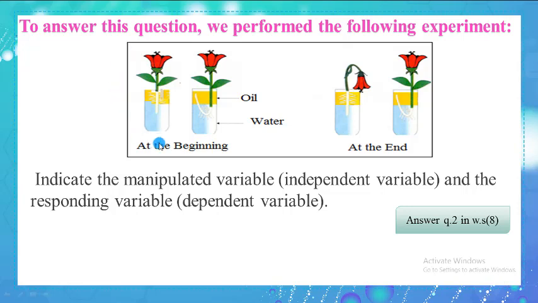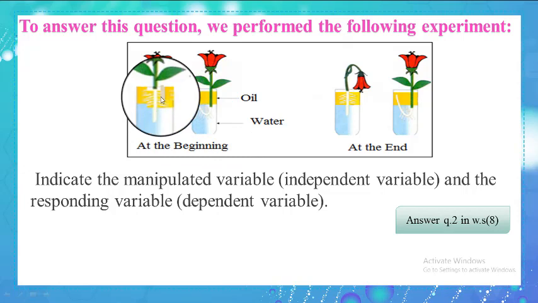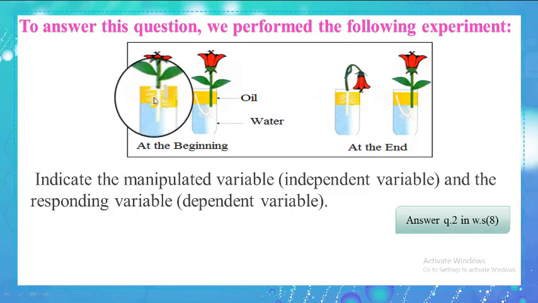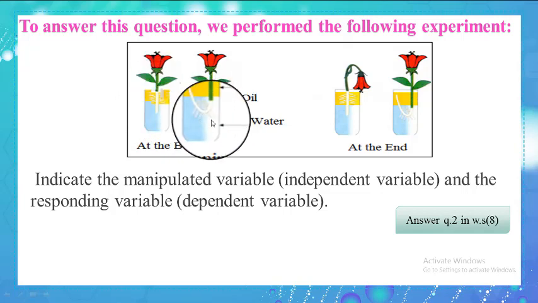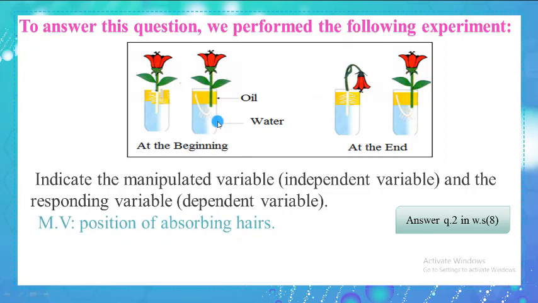So now please observe this figure. What is the difference between the two flowers? What do you notice here? What do we have? What is the difference? Here the absorbing hairs or the root hairs are present in the oil, while in this case they are present in the water. So the manipulated variable is the position of absorbing hairs.